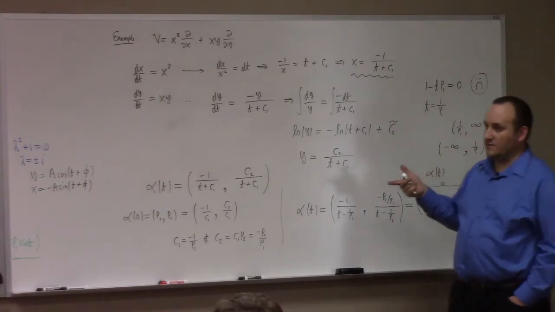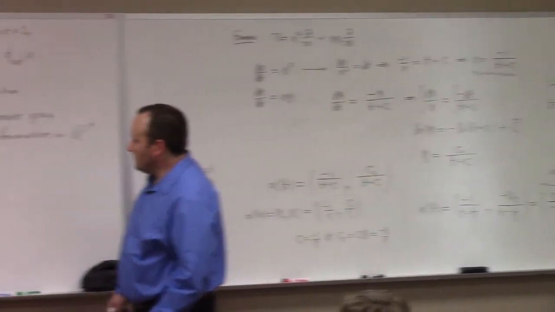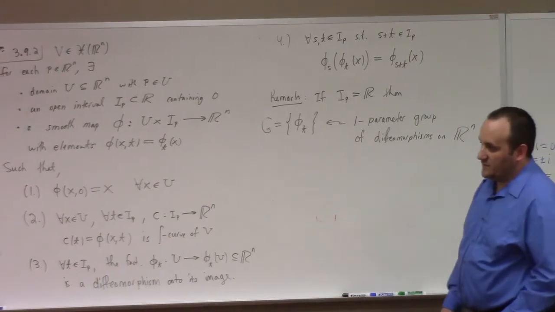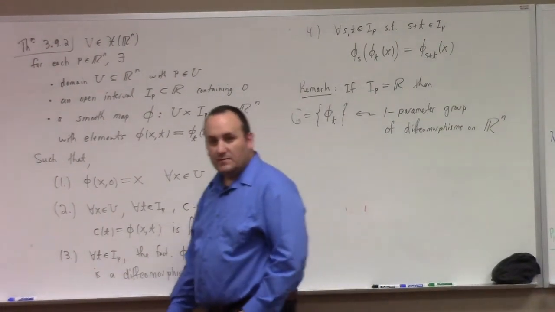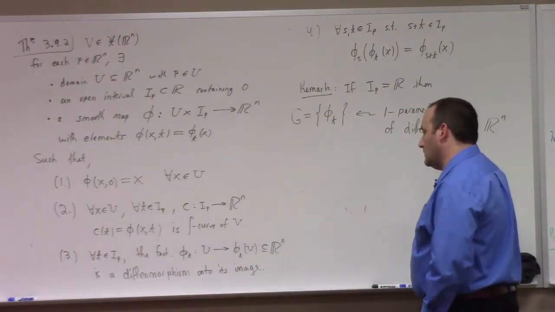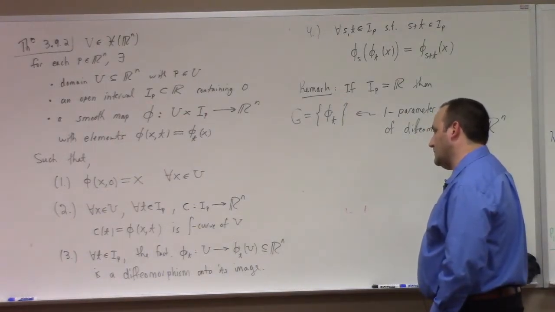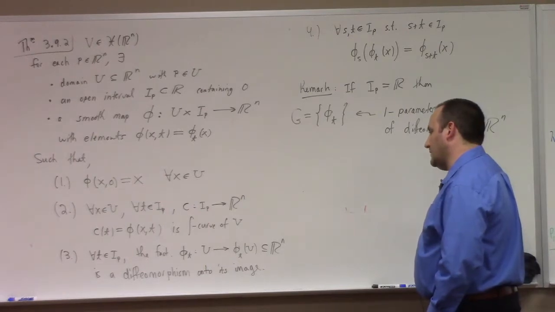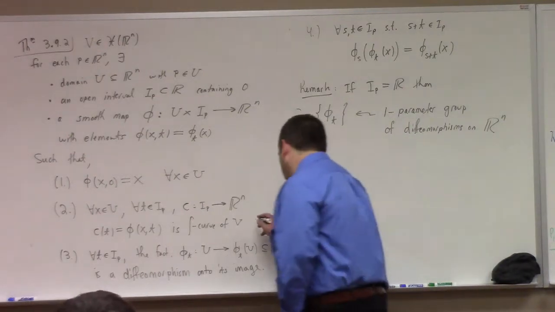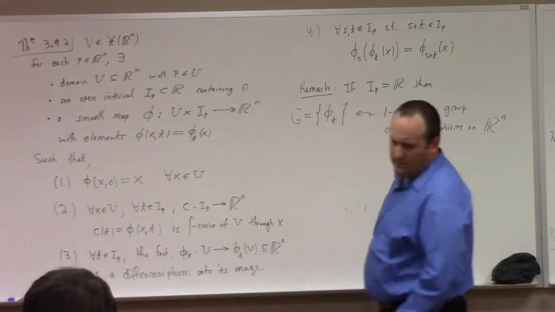But for complete vector fields, there will be corresponding groups of diffeomorphisms. So for the constant vector field, those groups of diffeomorphisms are just like the translation group. What's that? Yes, through X. Thank you. I think that's right, yeah.